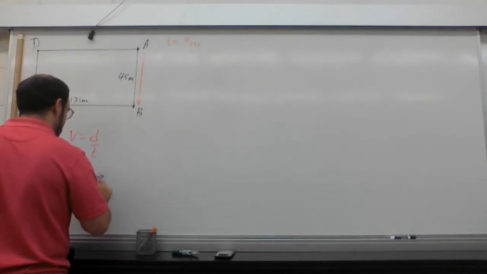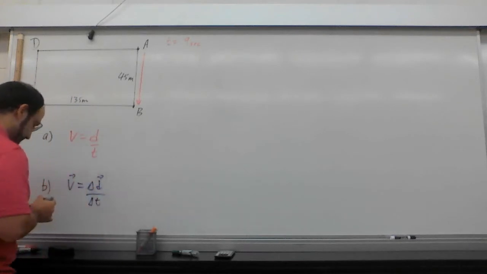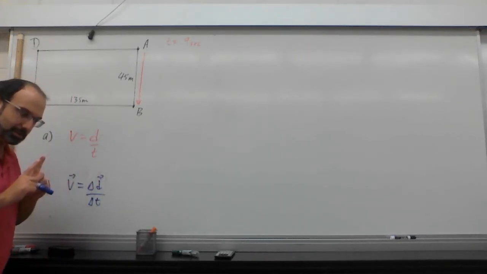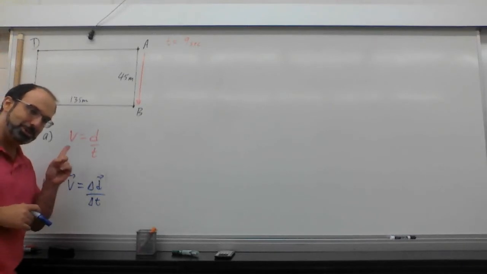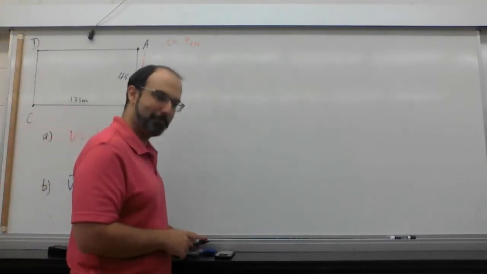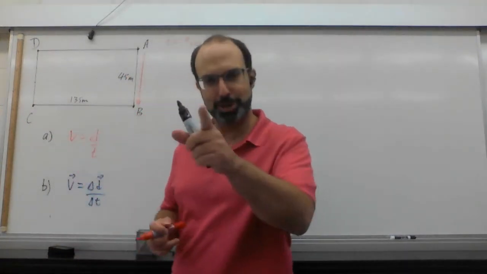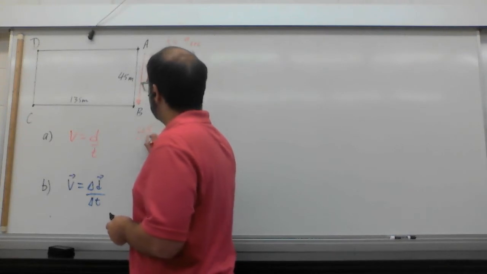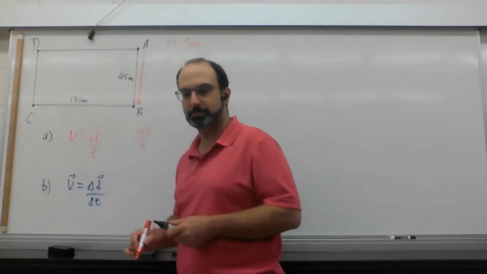Delta D over delta T. These two obviously look very similar, but they mean different things. Although, as we're going to see, not in this case. In this case, it's actually all going to work out to be exactly the same. Why? We'll talk about that in a second. So we put in our numbers. We're going to get 45 over 9.